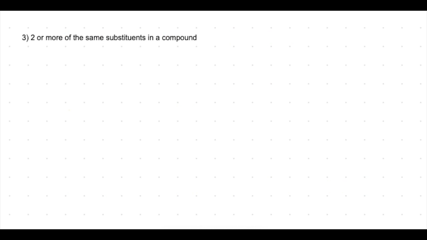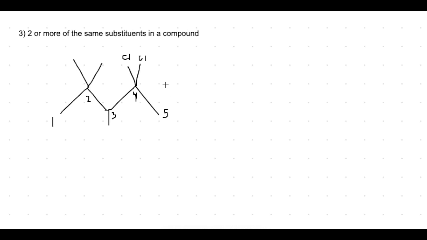Now say we have 2 or more of the same substituents in a compound. So for example, say we have this compound. We have 2 chlorines coming off of carbon 4 and 2 methyls coming off of carbon 2 and another methyl coming off of carbon 3. Recall that methyl groups are just CH3 groups. So when I say we have 2 or more of the same substituents in a compound, something like this has 3 methyls and 2 chlorines in the same compound.